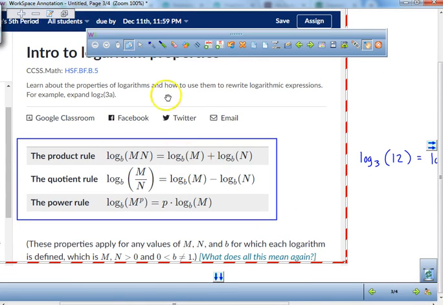So the next thing we're going to talk about is what's called the quotient rule. So let's go ahead and do log. Let's do base 7. And let's put a number like, I don't know, let's put 2.